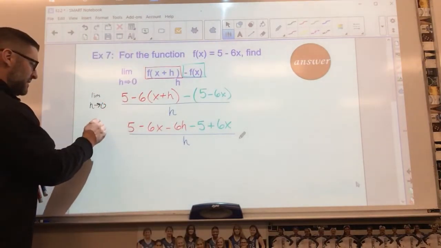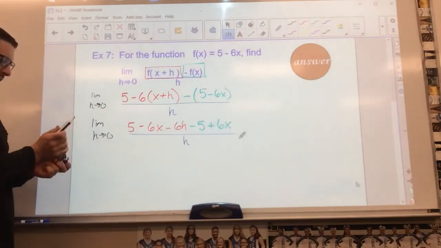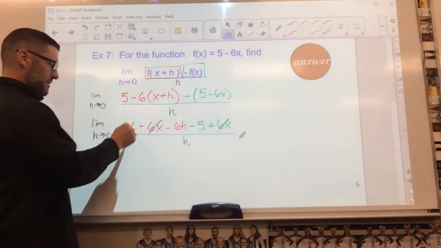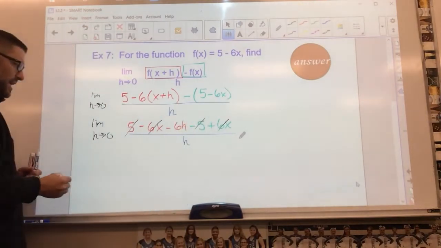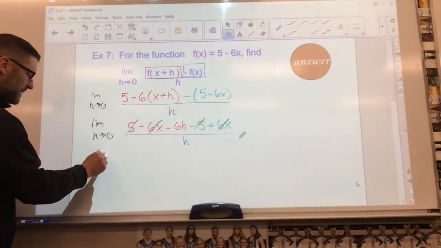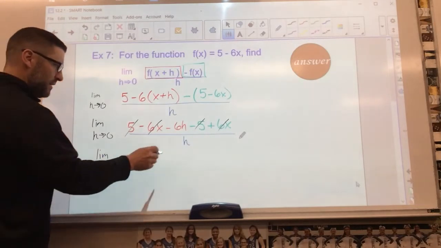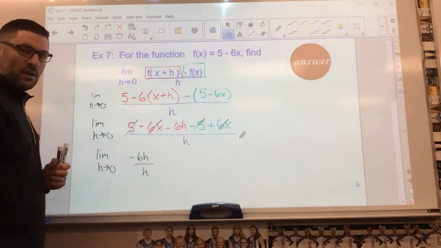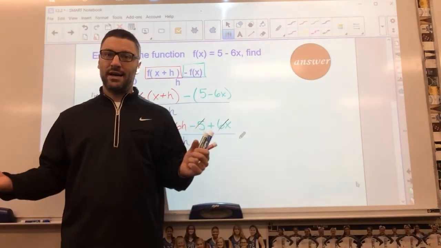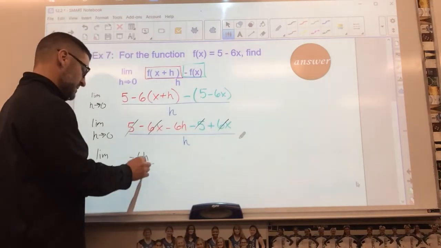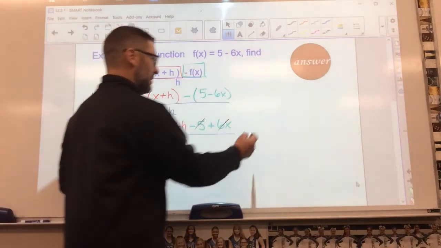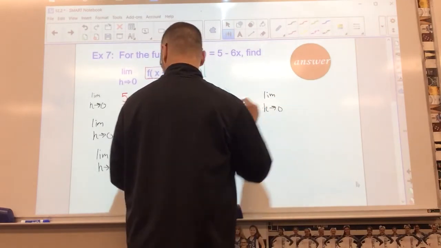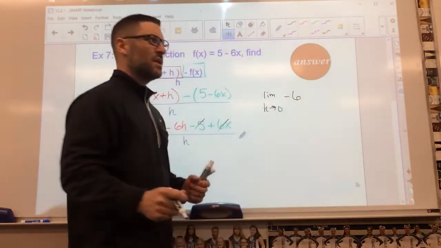And I still have the limit as h goes to 0. And by nice things happen, you're going to get some things to whack out. The 6x's are gone. 5's are gone. And I'm left with the limit as h goes to 0 of negative 6h all over h. And at this point, a lot of times you're going to have the h's cancel, and I'm left with the limit as h goes to 0 of negative 6.